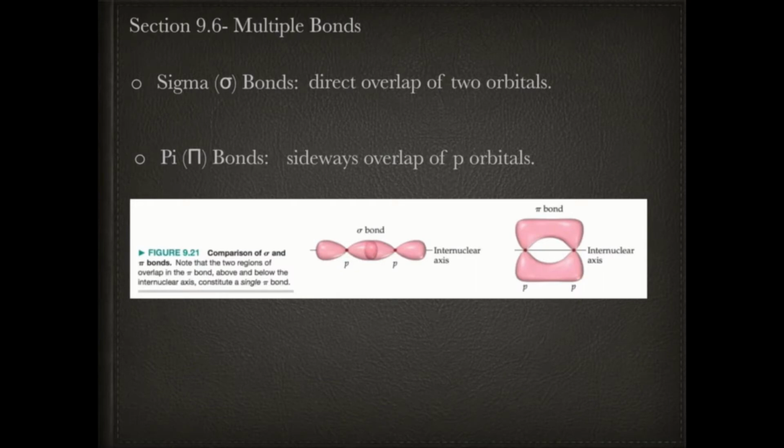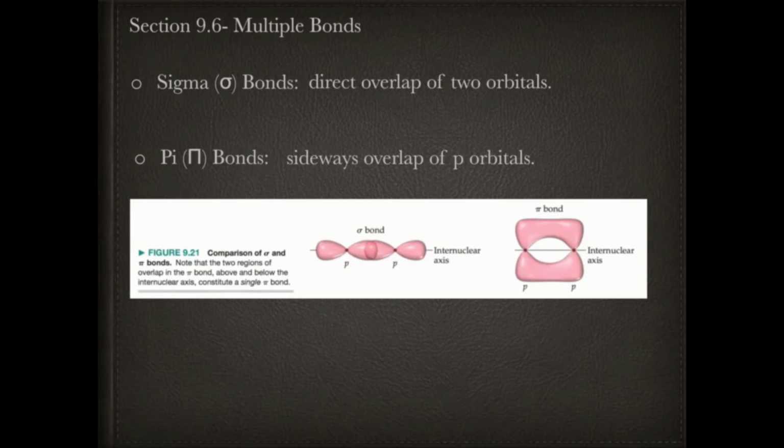Notice that they are directly overlapping each other, while for the pi bonds, that results from that sideways overlap, not a direct overlap, of the p orbitals. So since there is a direct overlap, sigma bonds are stronger than pi bonds.